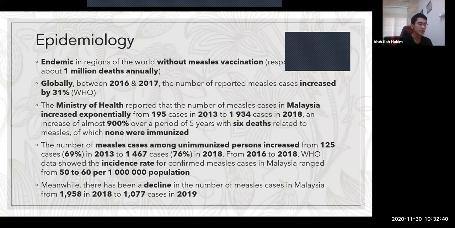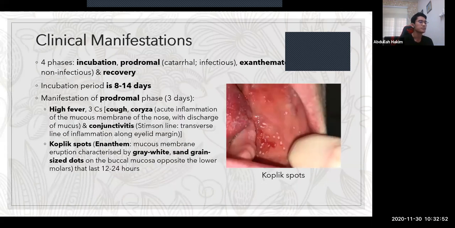Meanwhile, there has been a decline in the number of measles cases recently from 2018 to 2019, which is from 1958 to 1077 cases in Malaysia.